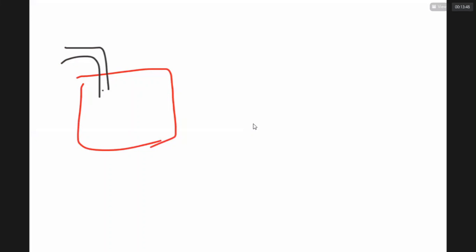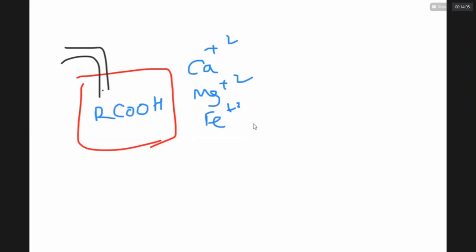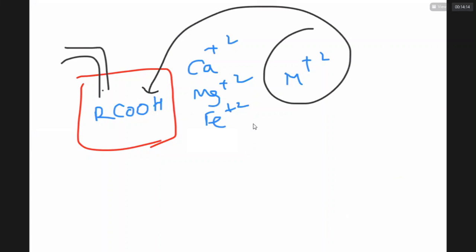You pass the hot water. The hardness of water is due to, let us suppose, Ca2+ ion or Mg2+ ion or Fe2+ ion. I simply call it M2+ ion. So the RCOOH will take the M2+ ion and it will become (RCOO)2M and it will release H+ ions. Because it has taken M2+, it will give 2H+.